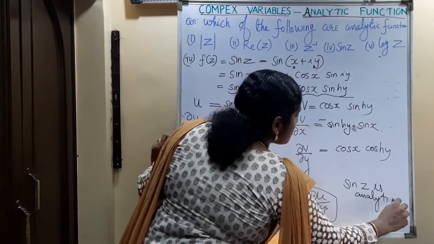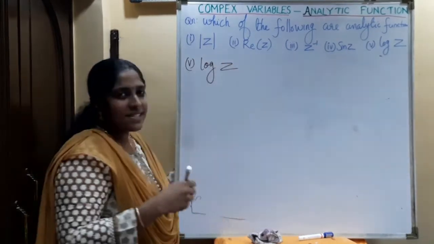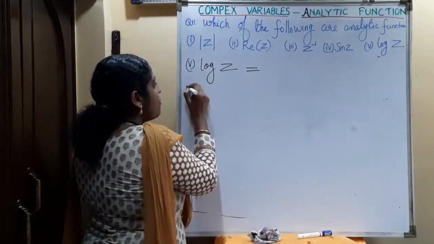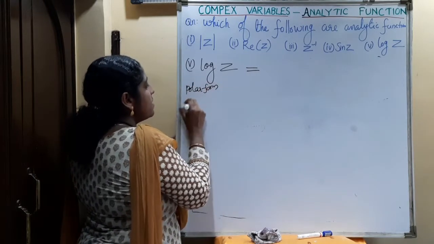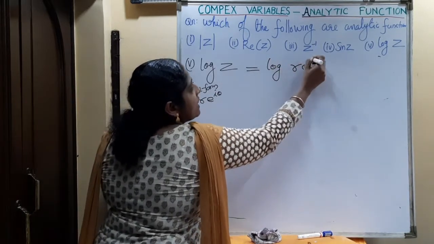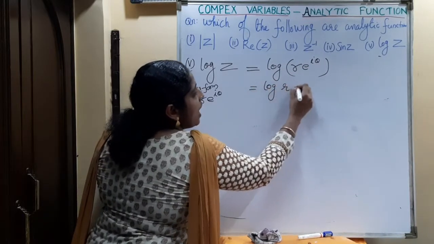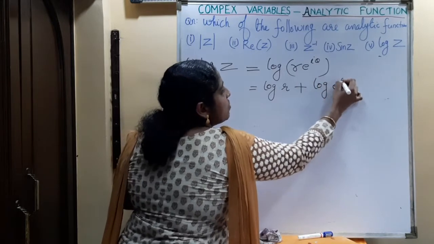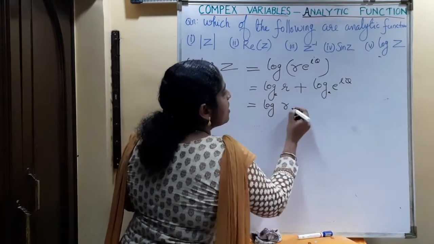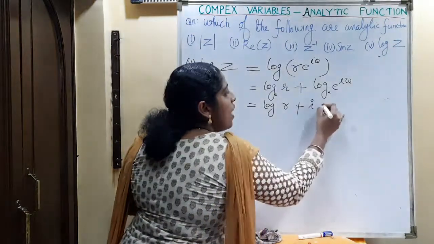So we can move to the last question of this section, that is log z. If the question is in the logarithmic form, it is better to use the polar form. So what is the polar form of z? That is z is equal to r e raised to i theta. So what we are getting here is log of r e raised to i theta, that is log of a b form. So we can write log r plus log e raised to i theta. That is log r plus, what is the logarithm of an exponential? That will be equal to i theta.